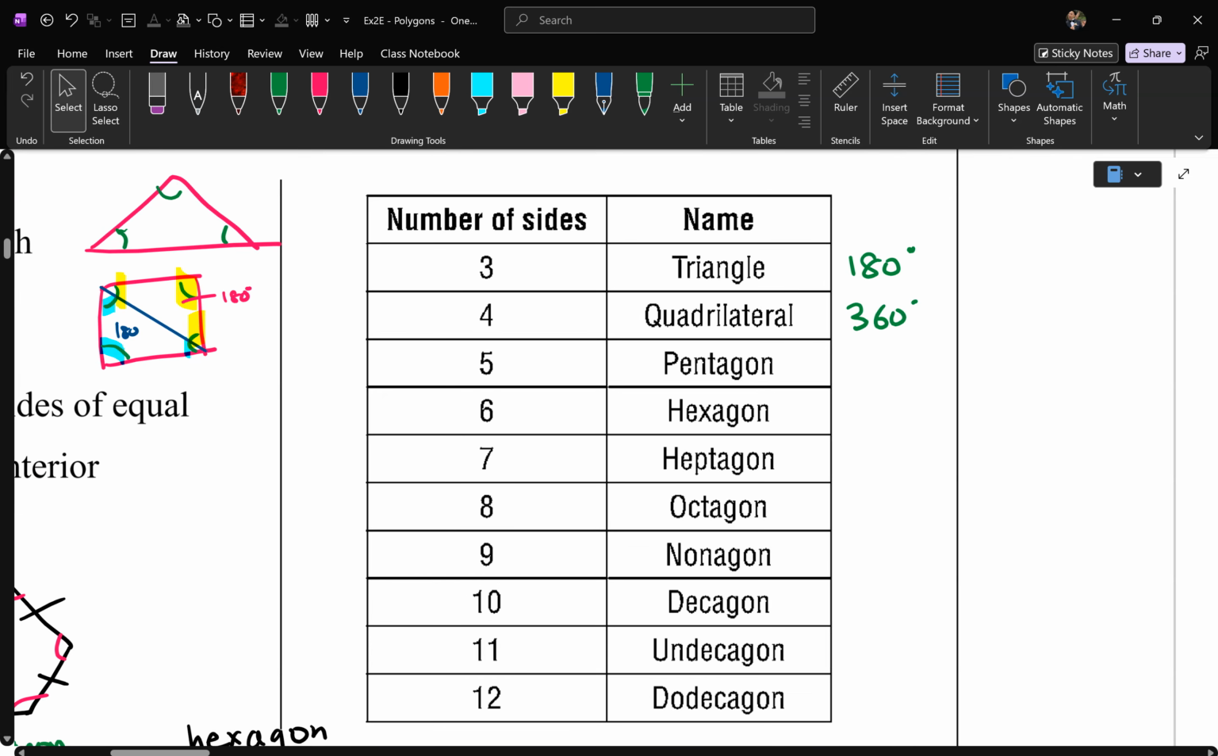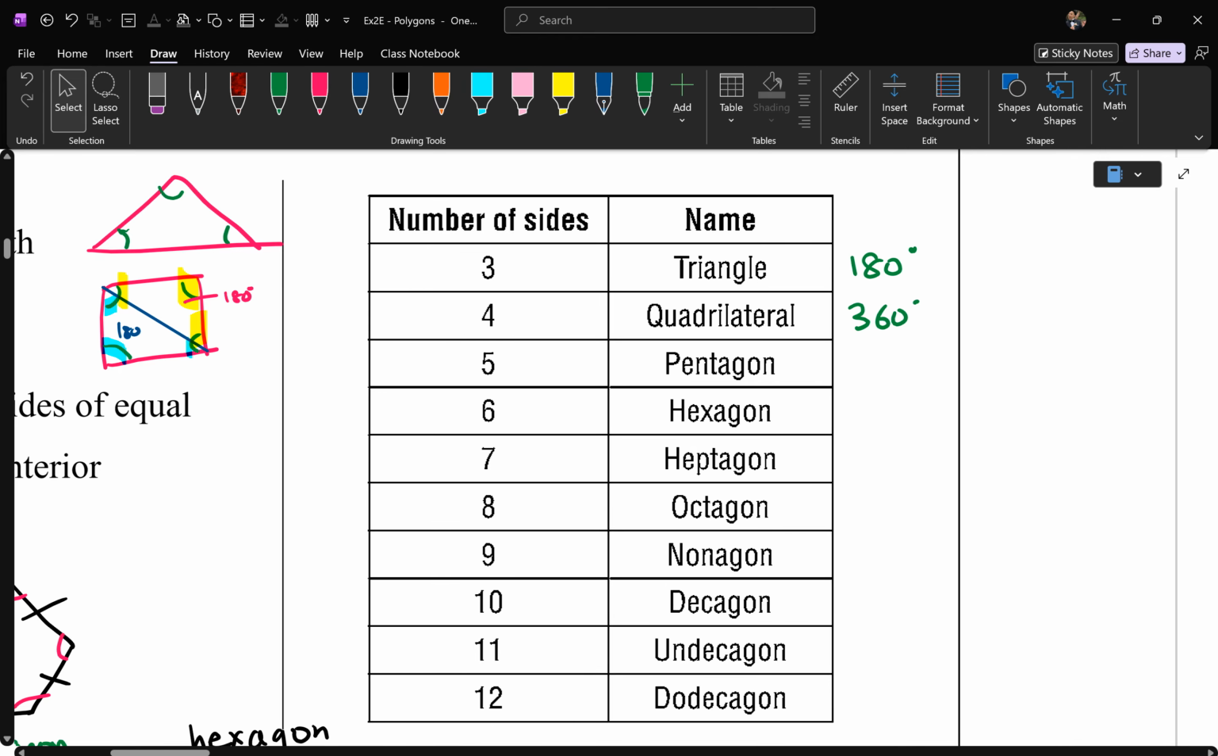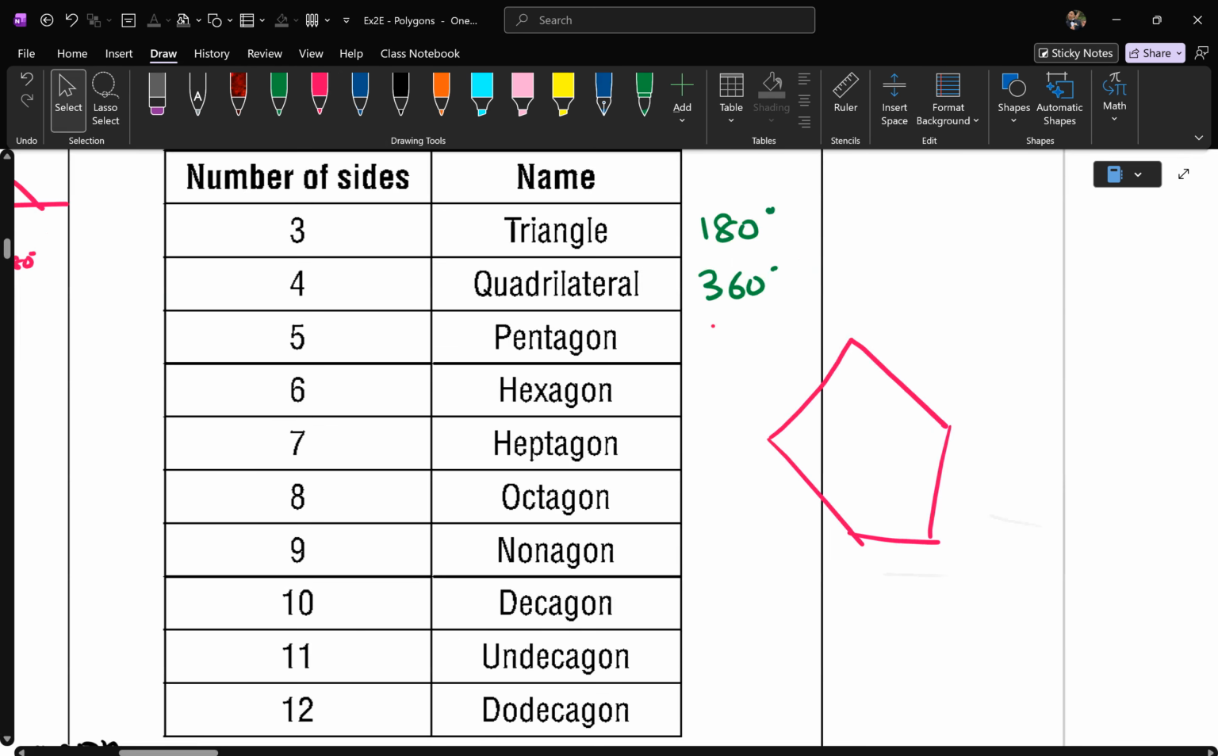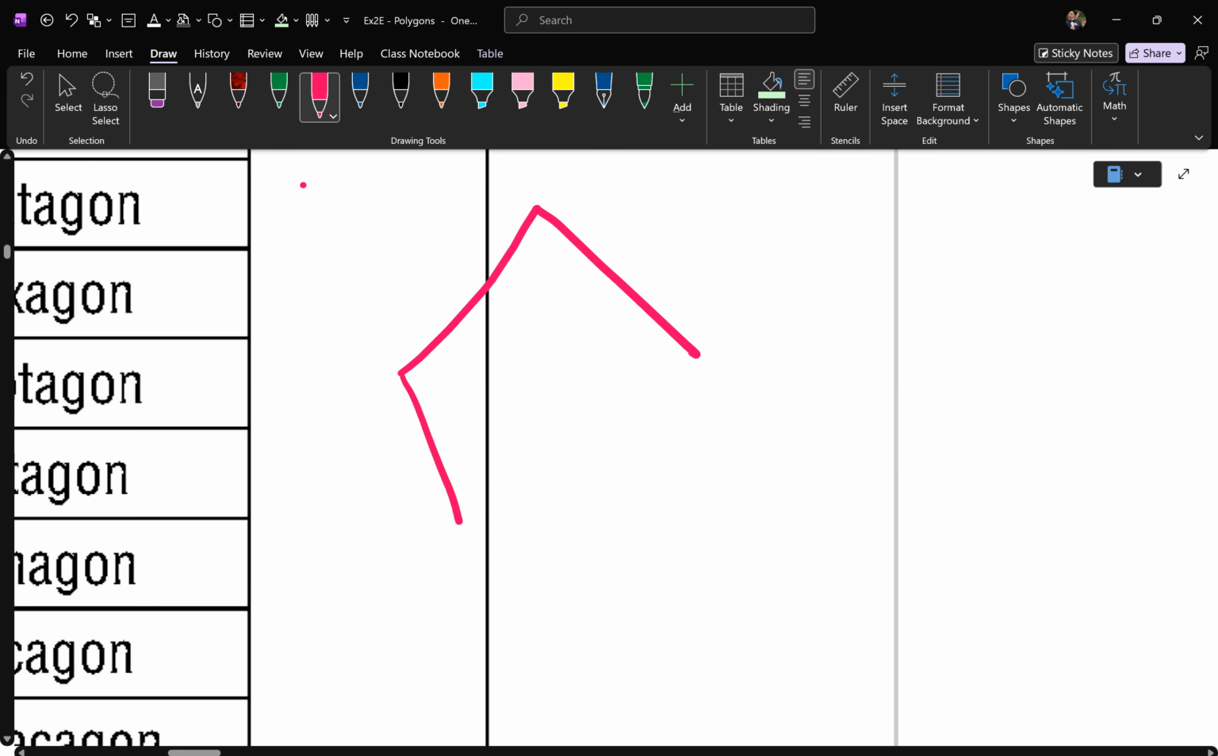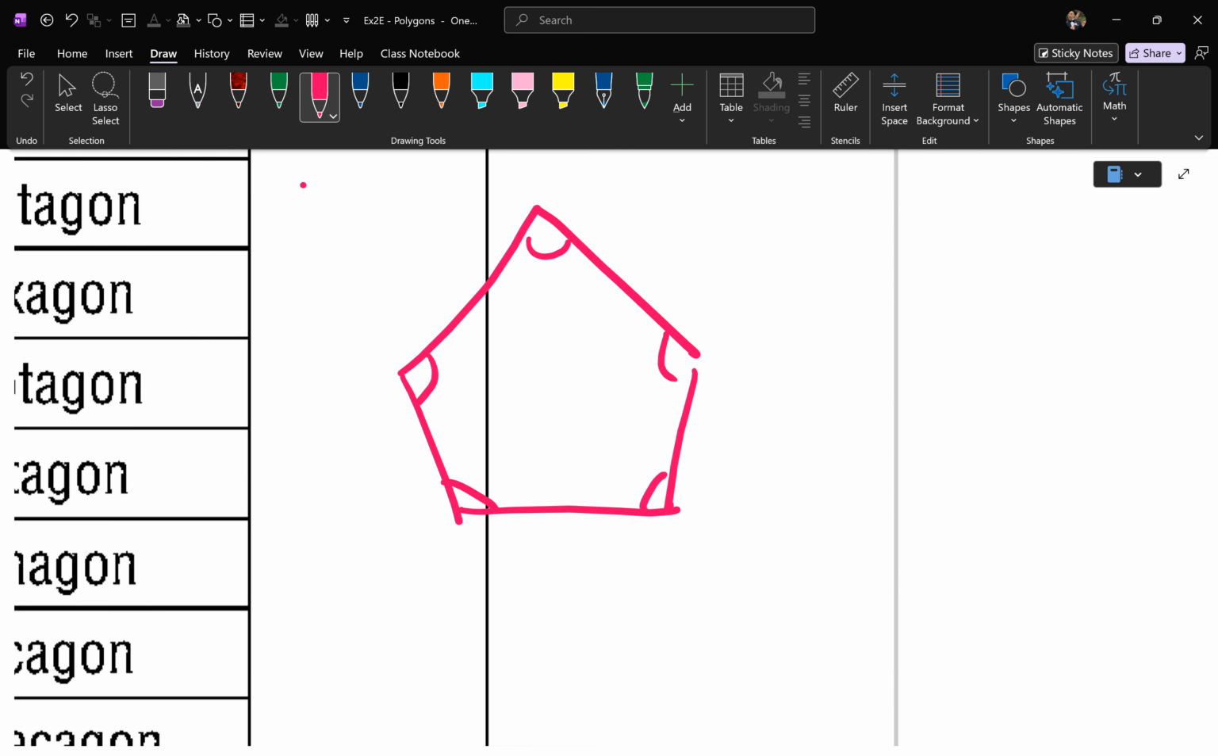Let's go with a pentagon. Now pentagon, there's two ways of drawing this. So if I'm saying that the more triangles you can cut, then you can work out the total angle, right? So a pentagon has 1, 2, 3, 4, 5 sides. If I cut it up from corner to corner, so here's one, corner to corner, that's one triangle.